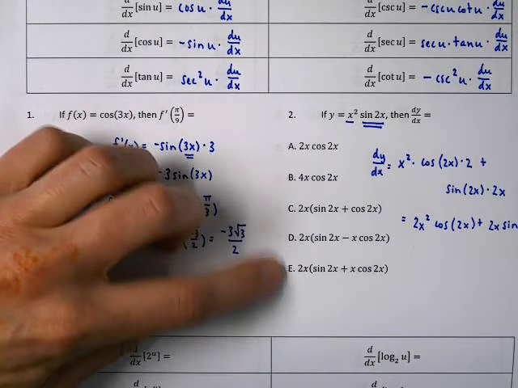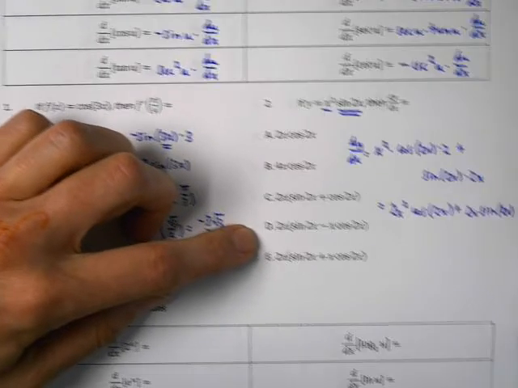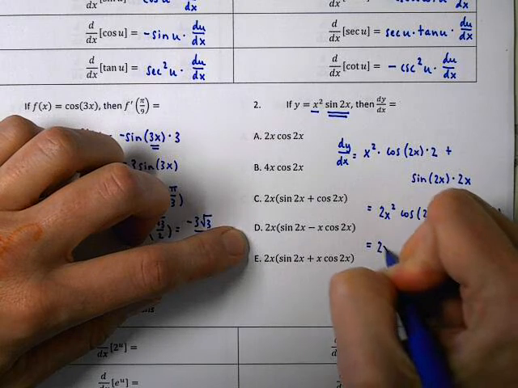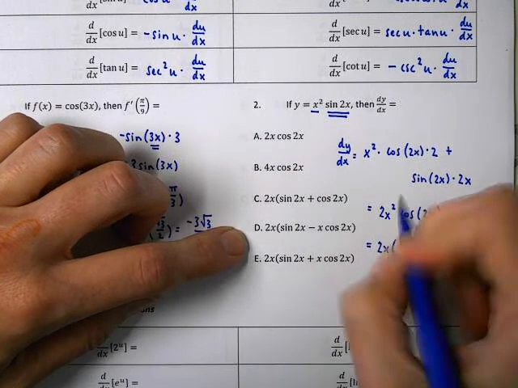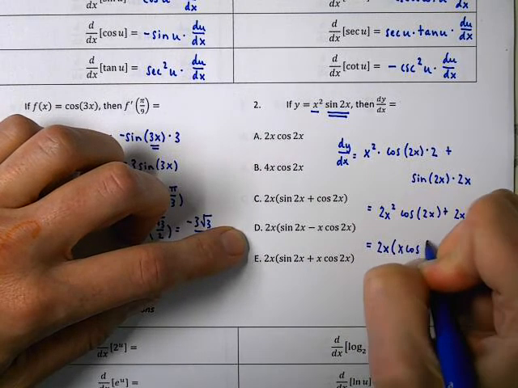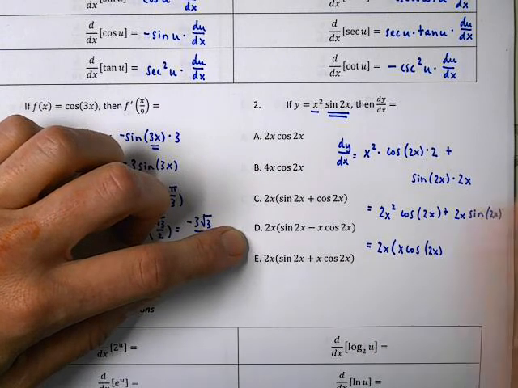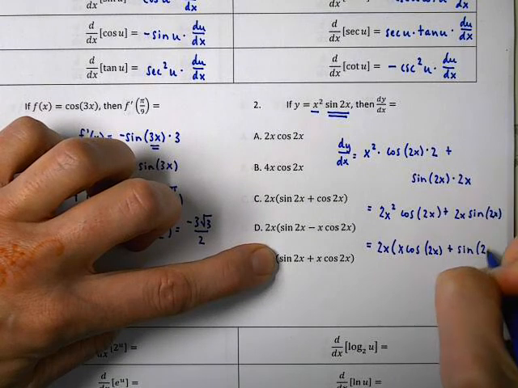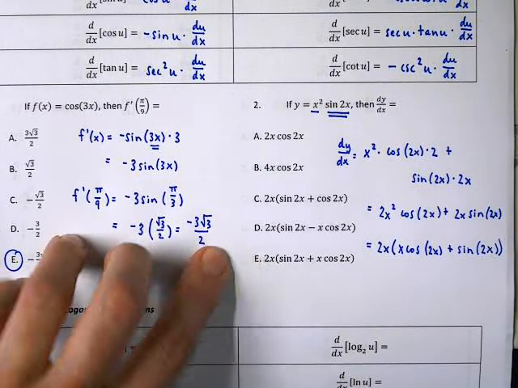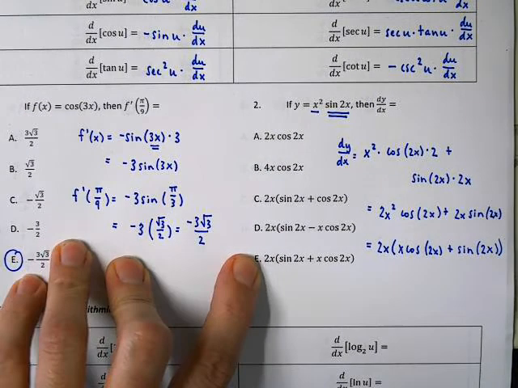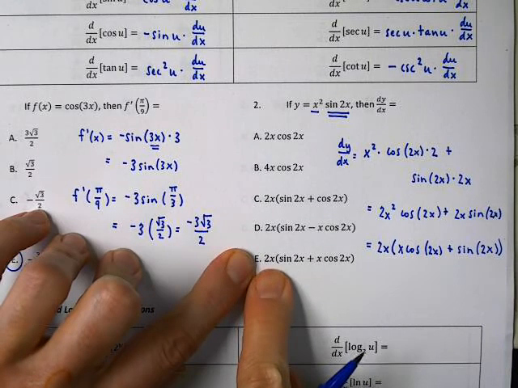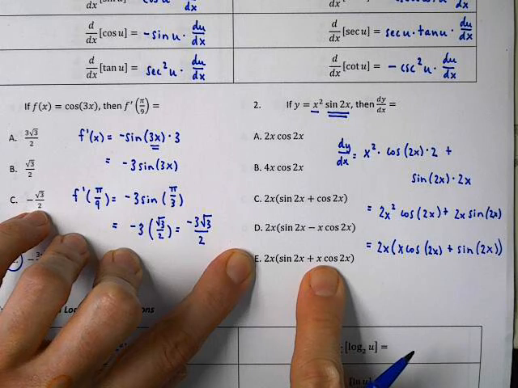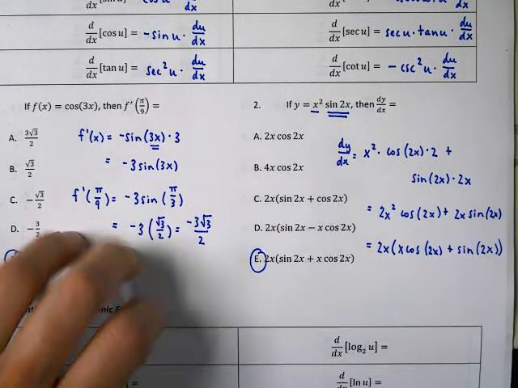Now, it looks like they've factored out that 2x, so I'm going to go one more step here. Factor out a 2x from each term. So that means in this case I have x cosine of 2x plus sine of 2x. Now let's see. It looks like the order is just a little different, but means the same here. So I have 2x, there's my sine of 2x term, and my plus x cosine of 2x term. So again, my choice is E.